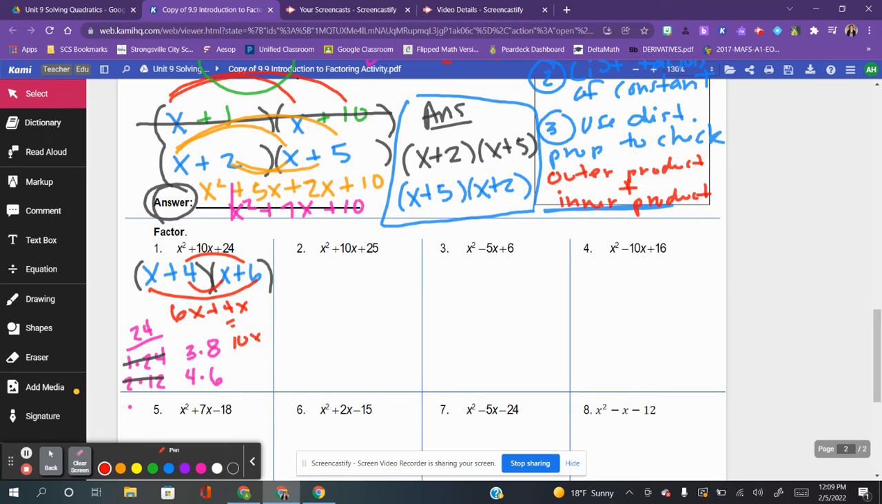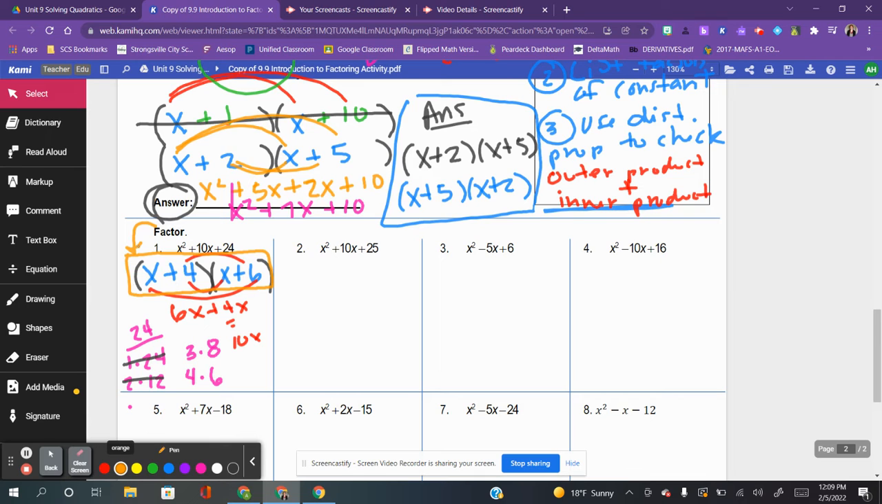10x. Yes. Here's what that means. That means that my final answer are these two factors right here. These are my factors, x plus 4 times x plus 6. When I multiply those together, I get the trinomial of x squared plus 10x plus 24.